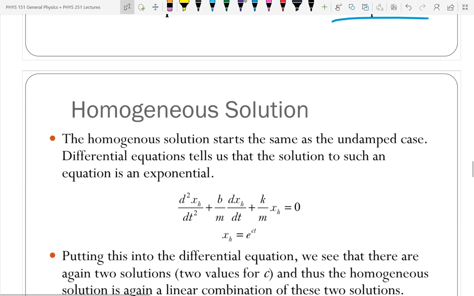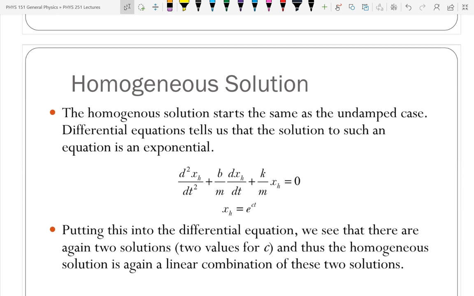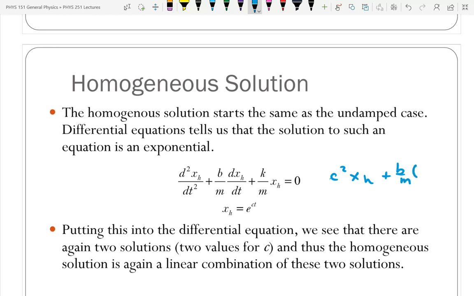The homogeneous solution is a little more interesting, because now we have both the first derivative and the second derivative there. Well, last time through, we calculated what the first derivative is and what the second derivative is. So I'm just going to put those in and rewrite this equation with my derivatives. The first term is going to have c squared x homogeneous, right, because that's what the second derivative is, plus b over m times c x.